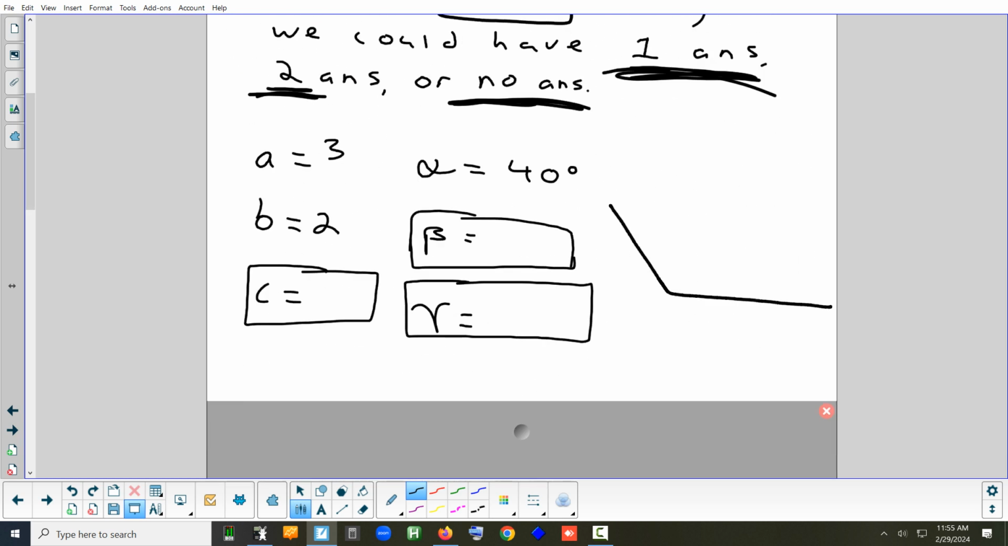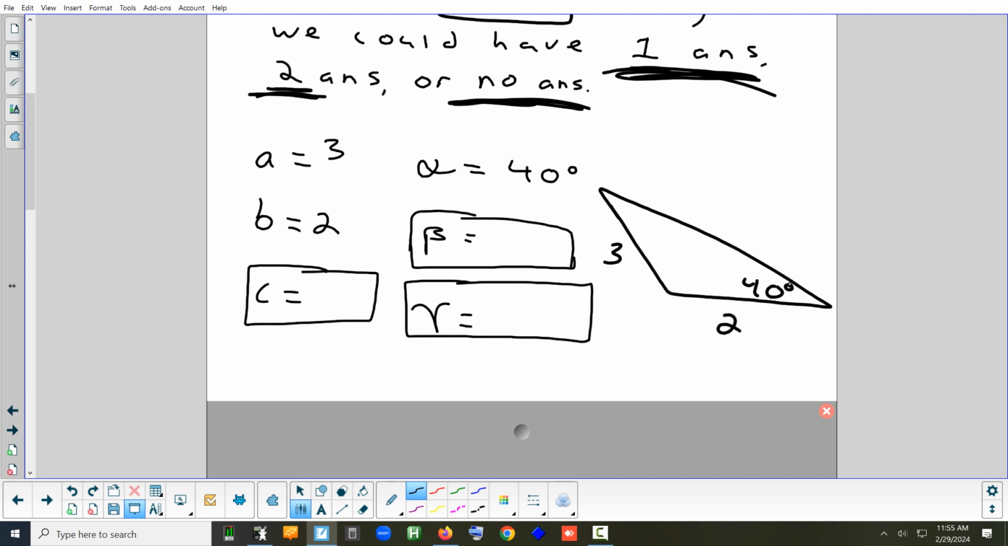Okay, let's just go ahead and draw everything out first. 3, 2, 40. Can I do Pythagorean theorem to get the 3rd side? No, you can't. For a triangle, if you use Pythagorean theorem, then you're assuming this is automatically 90, which it probably is not. It is not.